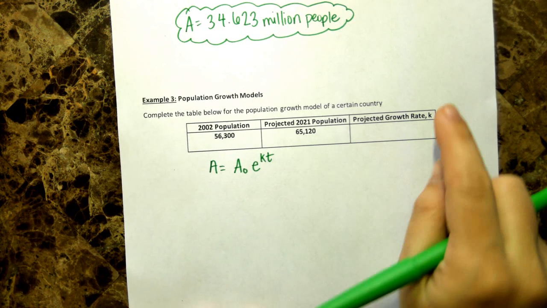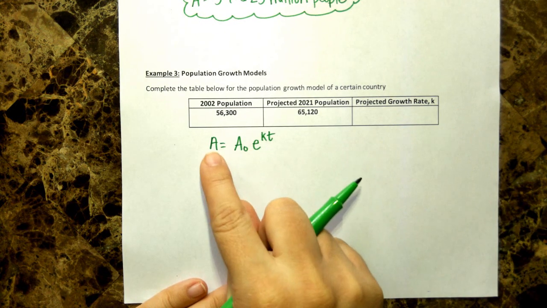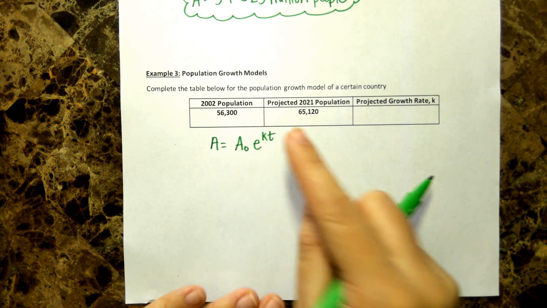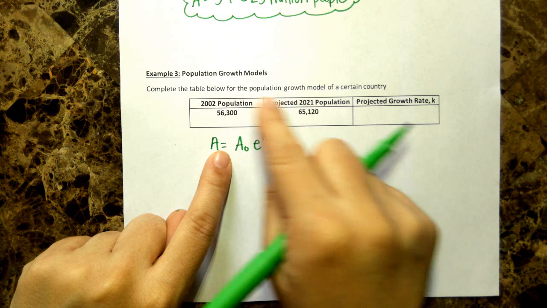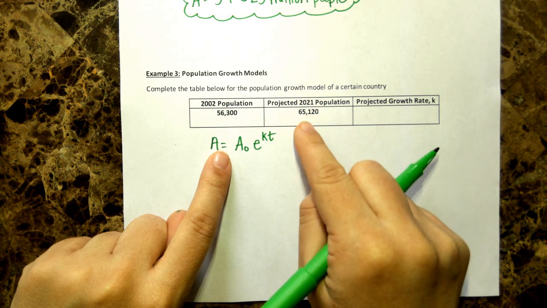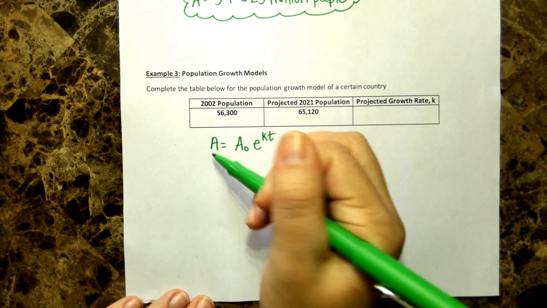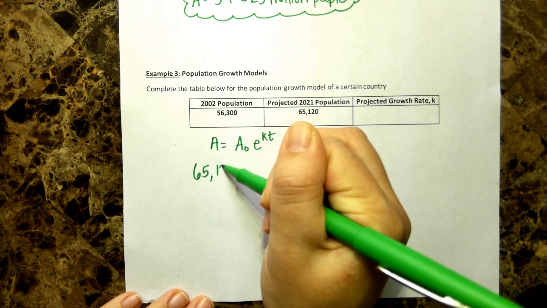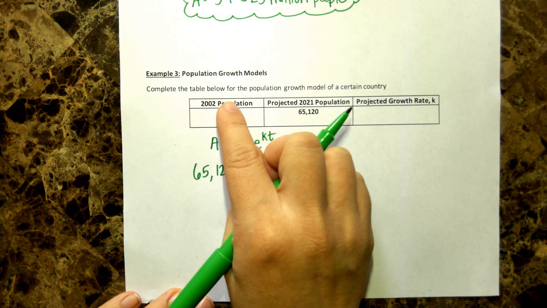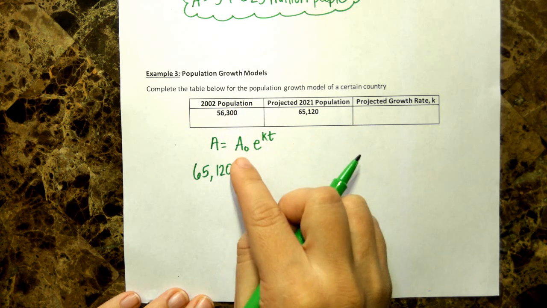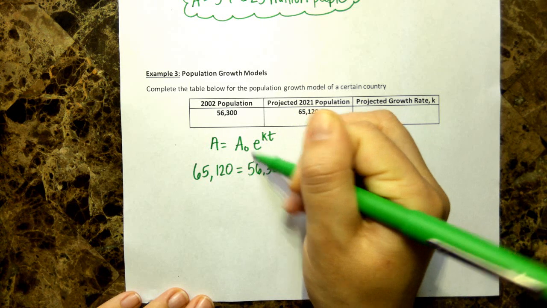All right, I want to figure out what is the growth rate. So we don't know what k is. That's what we're going to be solving for. All right, remember, A is the ending amount. So the ending amount of people, we're talking about people, population. The ending amount of people, well, is the one that's later on, which is the year 2021. So in the year 2021, there is 65,120. So that's going to be my ending amount of people, 65,120. A sub naught is the starting amount of people. Well, we're starting with the year 2002, so the number of people in 2002 is 56,300. So that's going to be A naught.